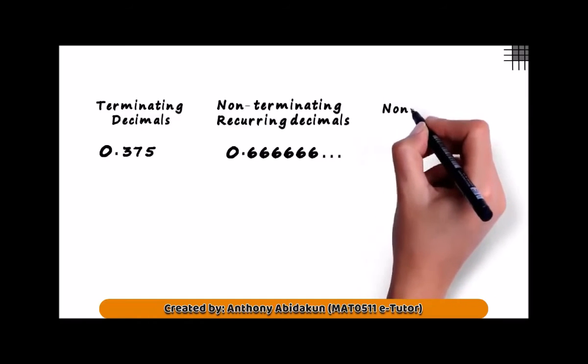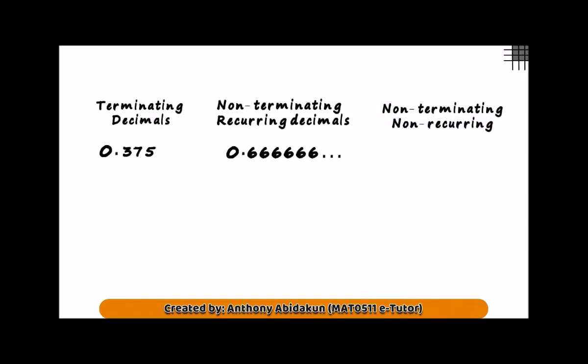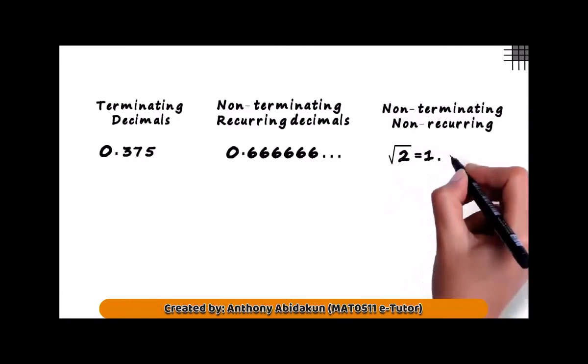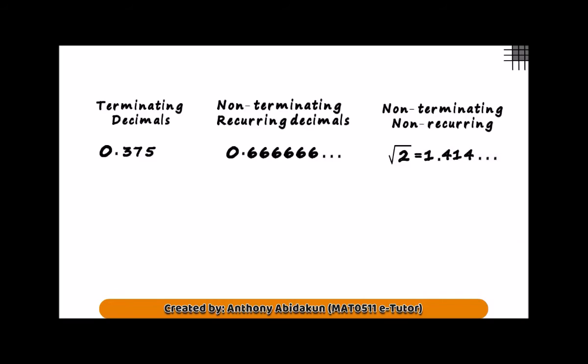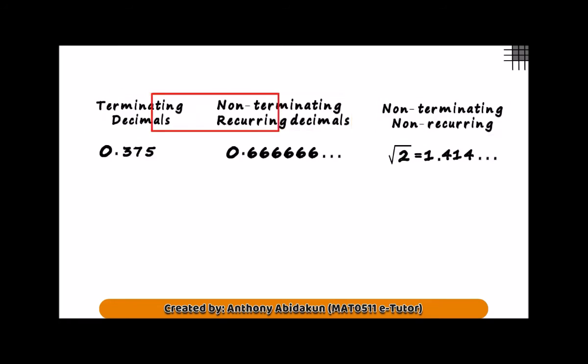And the third type is non-terminating, non-recurring decimals. We just saw an example of this type, √2. It approximately equals 1.4142 and the digits after the decimal do not end. Hence, it's called non-terminating, and it's called non-recurring since there is no specific pattern of reoccurrence. Broadly, these are the three types of numbers we see in mathematics: terminating, non-terminating recurring, and non-terminating non-recurring.